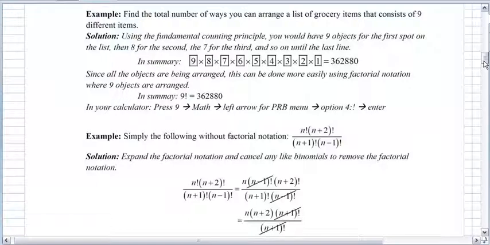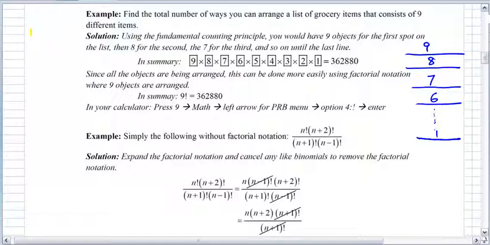Here's another example. In this one, it says find the total number of ways you can arrange a list of grocery items that consists of 9 different items. In this case, we're taking all 9 of those items and arranging them. So we look at the first thing on the list. We have 9 possible items that we could place in the first line. Now we've used it, so we only have 8 left to choose from for the next one. We've used that. Now there's only 7 left. We use that. Now there's only 6. We go until we get to the last item left to put on the list.